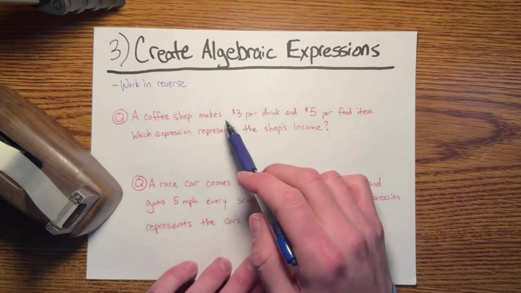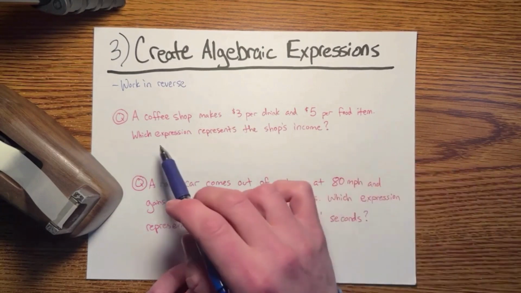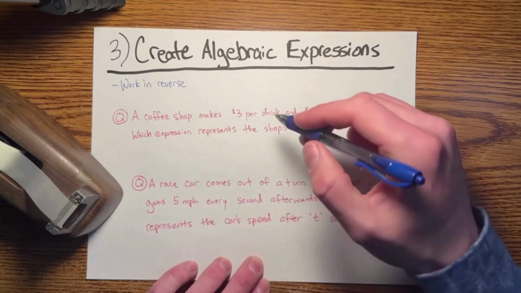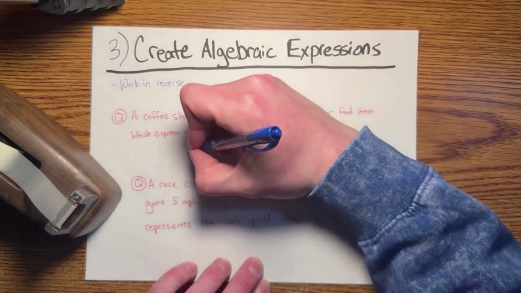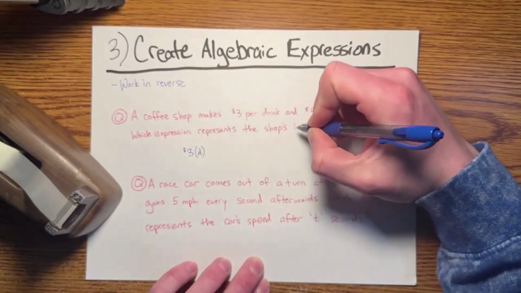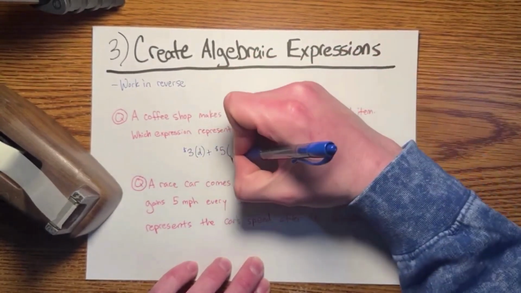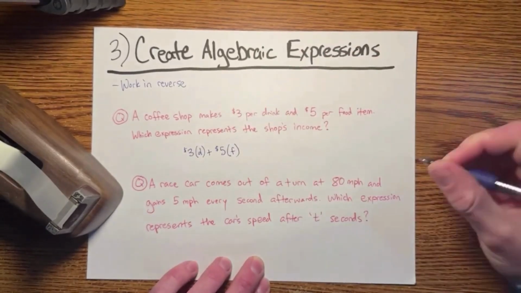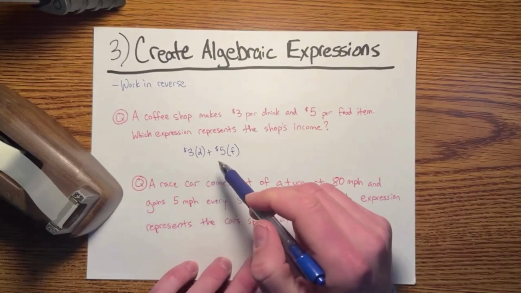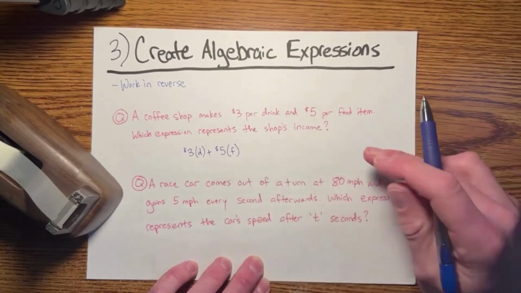A coffee shop makes $3 per drink and $5 per food item. You might recognize this. Which expression represents the shop's income? So simply, we know that it makes $3 per drink, we'll call that D, and $5 per food item, we'll call that F, and that's the answer. The nice thing about these types of problems is that they are multiple choice, so you don't actually have to create the expression, you just need to choose the one that represents the description.